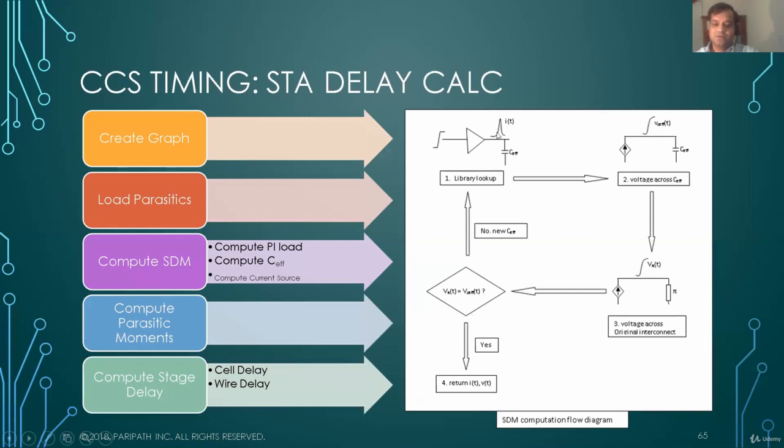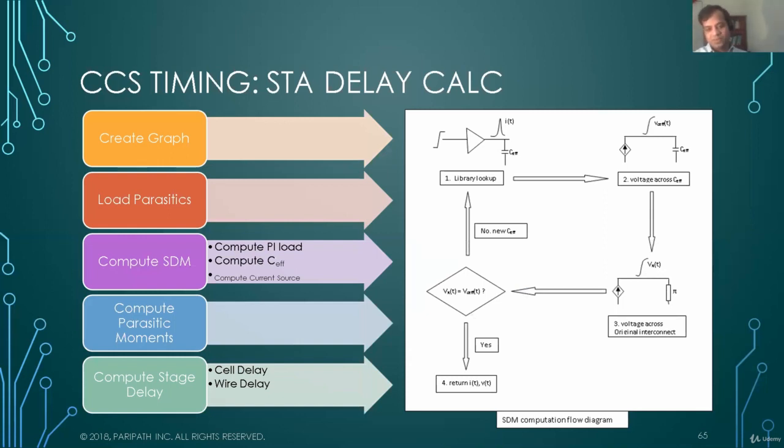So given the slope and load, you get the current waveform. With that current waveform, you go and find the voltage across C effective. Then you go and find the voltage across the original interconnect. You replace your pi model with the larger model, and then you compute moments using AWE or PRIMA or RICE or whatever algorithm you're using.